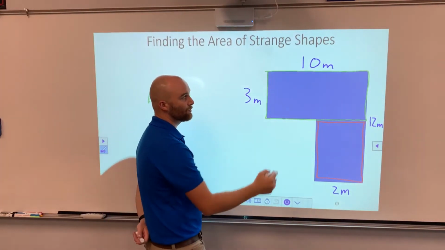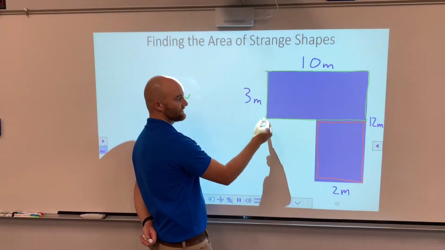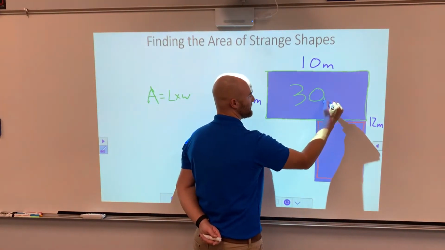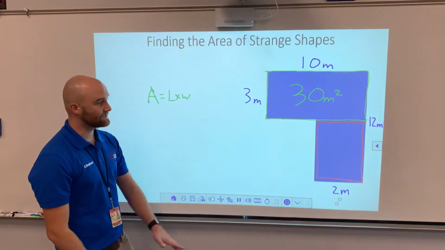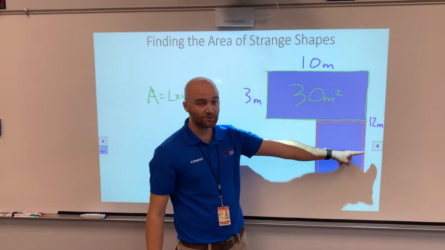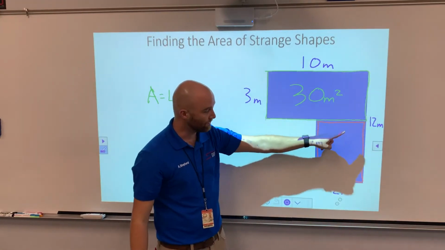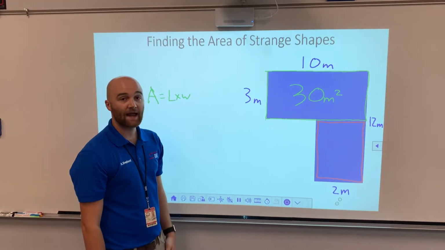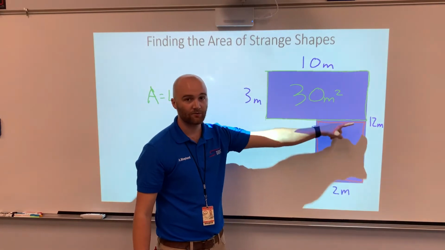And on this one, we know that the length all the way across the top is 10 times the width right here of 3. So this area up here is 30 meters squared. Where it sometimes gets complicated is this part down here. Because this part down here, I can't use the 12. The 12 is for the whole stretch. But I only want this part of the red rectangle. So I need to figure out how much of the side is in the red rectangle.